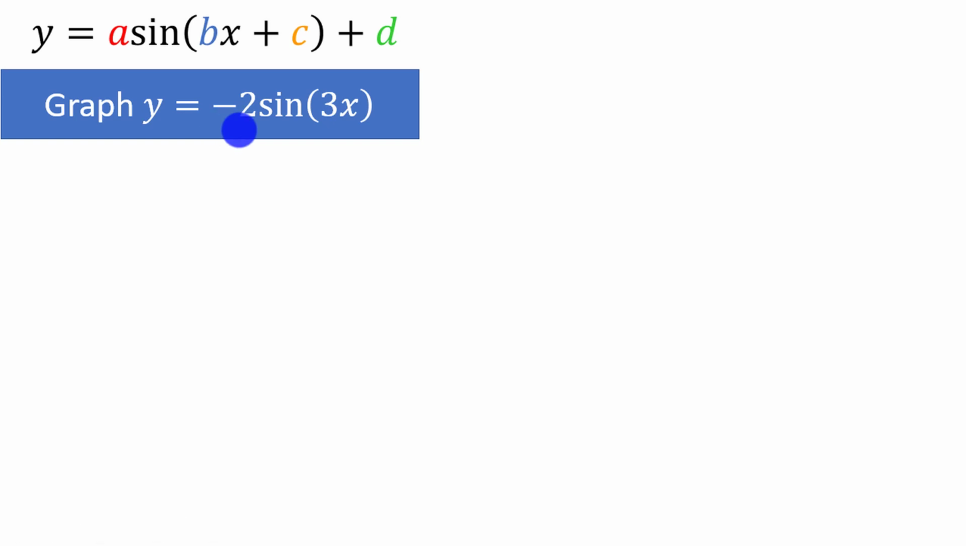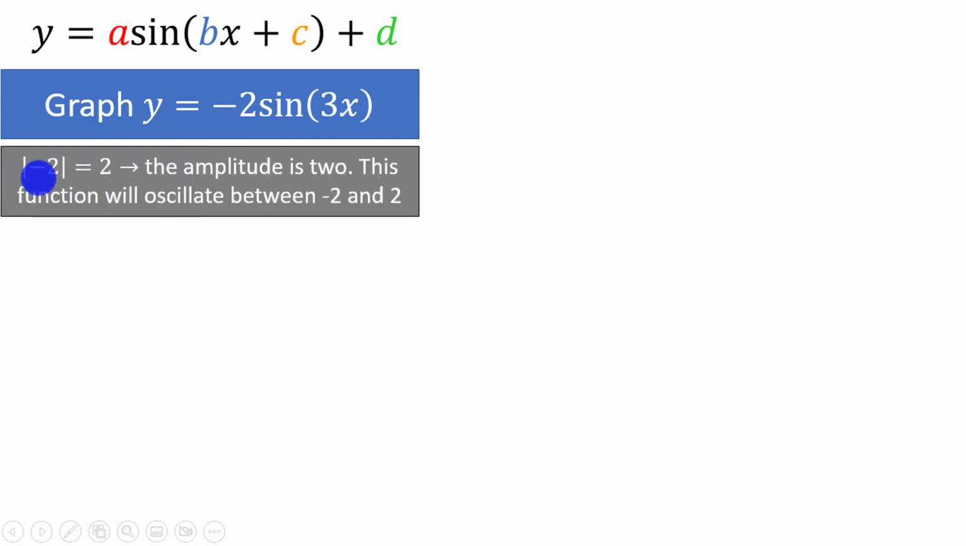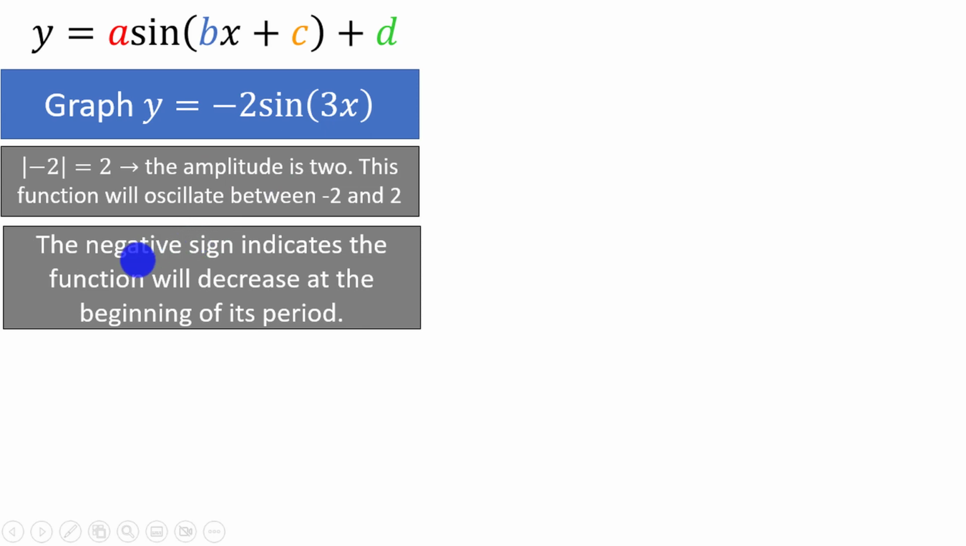The absolute value of a is the amplitude, so in this case, the absolute value of -2 is +2. That means that this function will oscillate between -2 and +2. Note that we also have a negative sign on our function. The negative sign indicates that this function will decrease at the beginning of its period.